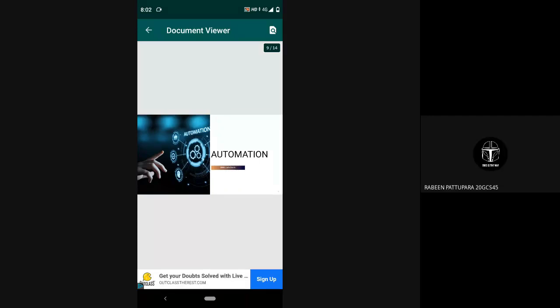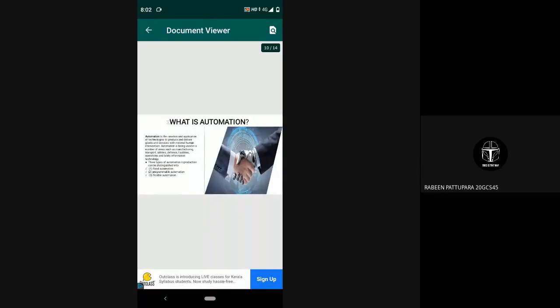So let's talk automation. What is automation? As you have seen from the slide, it is the creation and application of technologies to produce and deliver goods and services with minimal human intervention. It is also used in a variety of companies and industries like automobile, transport, facilities, operations, etc.